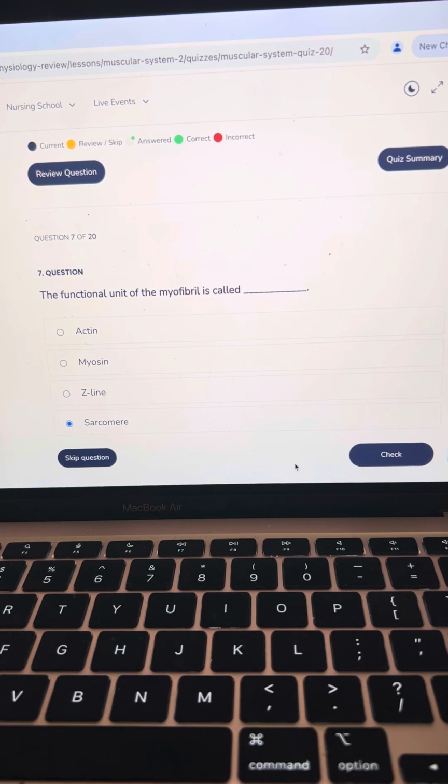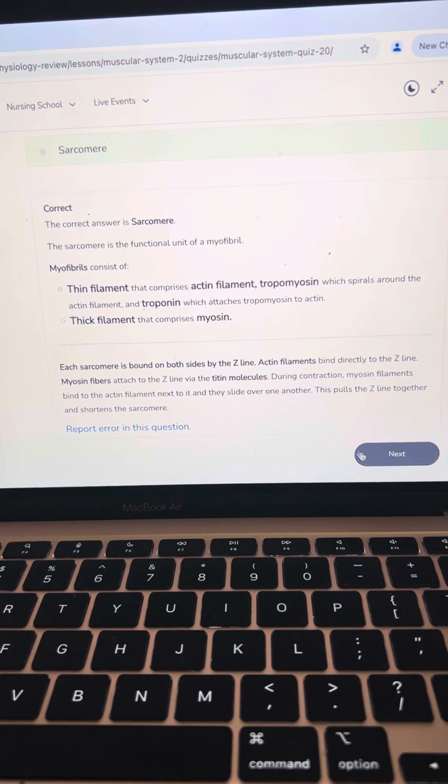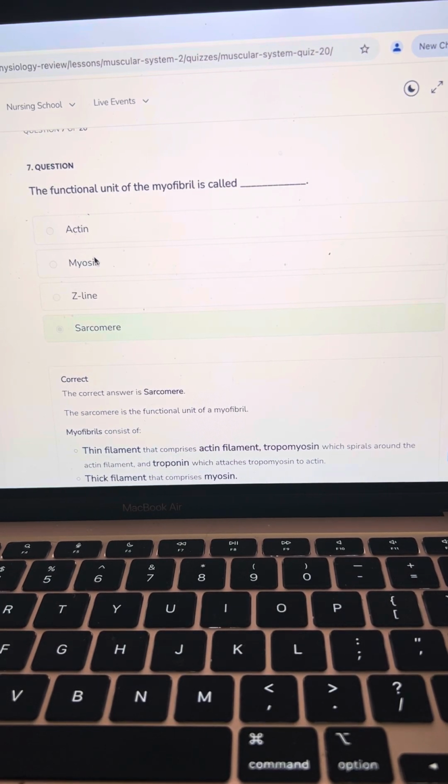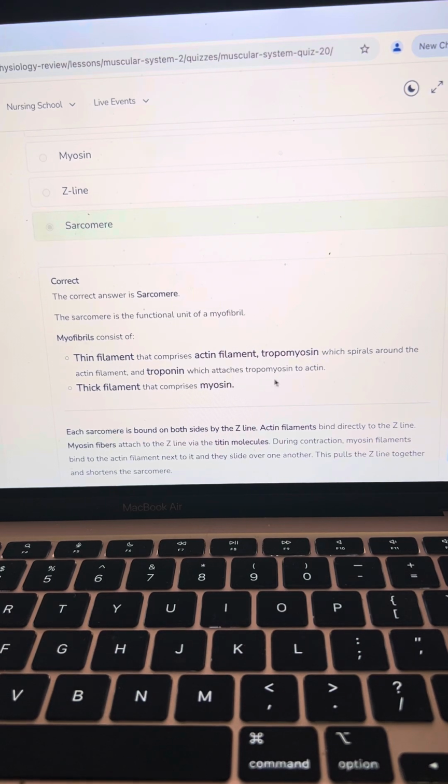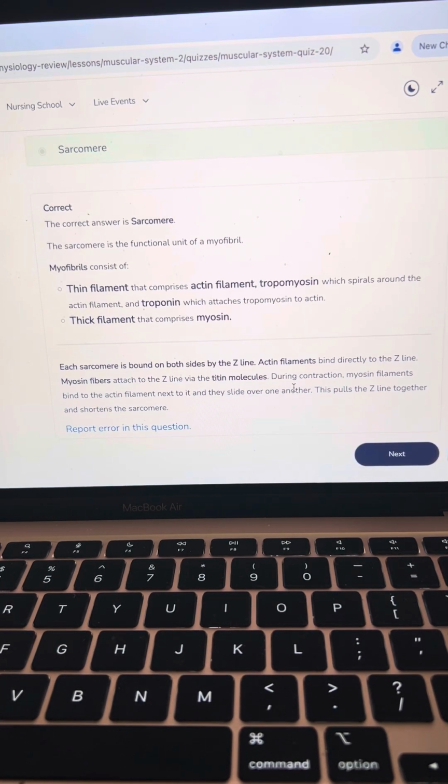I'm picking sarcomeres. Let's check. If I get it wrong, I get it wrong. Okay, good. I was kind of thinking, oh, is it myosin? Okay, and it tells you the correct answer and why, and it gives you an explanation. Read it, pause it, and read it.